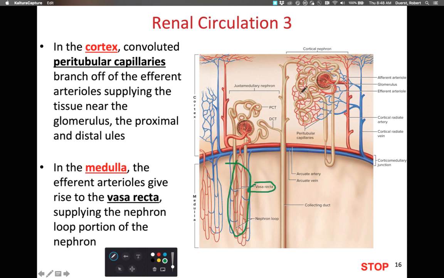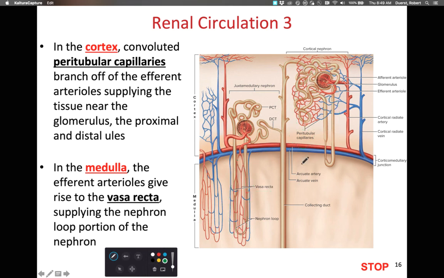And as we look at the cortical nephrons, those cortical nephrons have a capillary bed up here in the cortex. And that capillary bed in the cortex is referred to as the peritubular capillaries. And it's worth noting that the vasa recta will drain primarily directly back into the arcuate vein, whereas the peritubular capillaries can go either to an arcuate vein or to the cortical radiate vein.